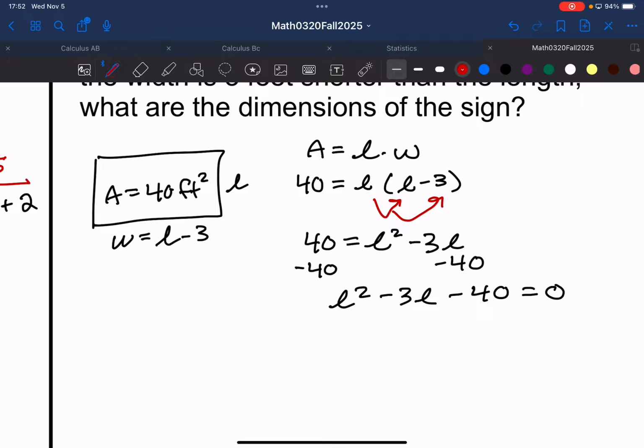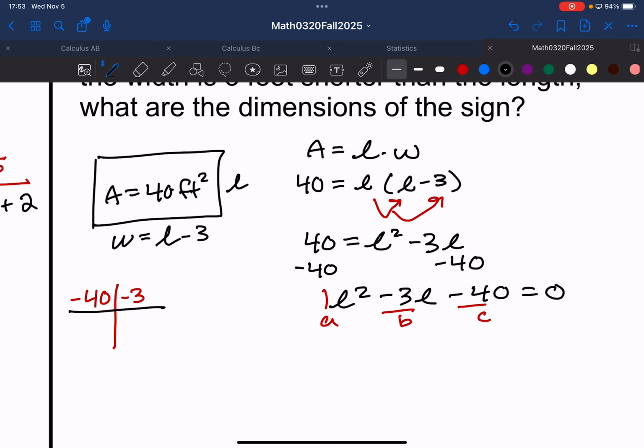A times C. And what is A times C? Negative 40. And then two numbers that multiply to negative 40 but add to 3 or negative 3? Negative 3. Good. We always carry the sign with us. So that was A, B, and C. Okay. Anyone have an idea of what those numbers may be?